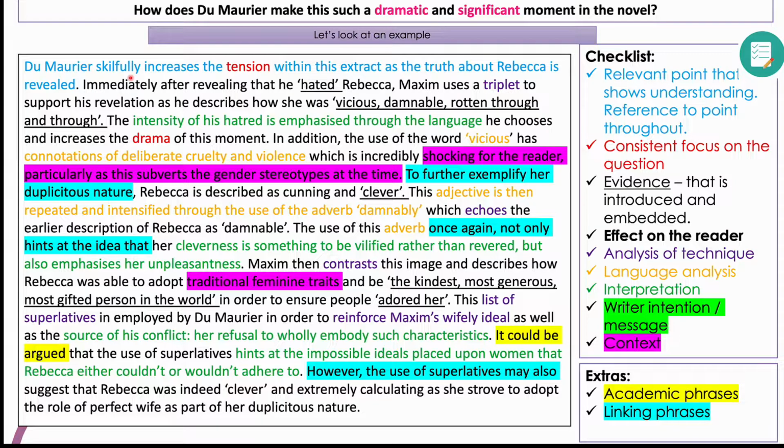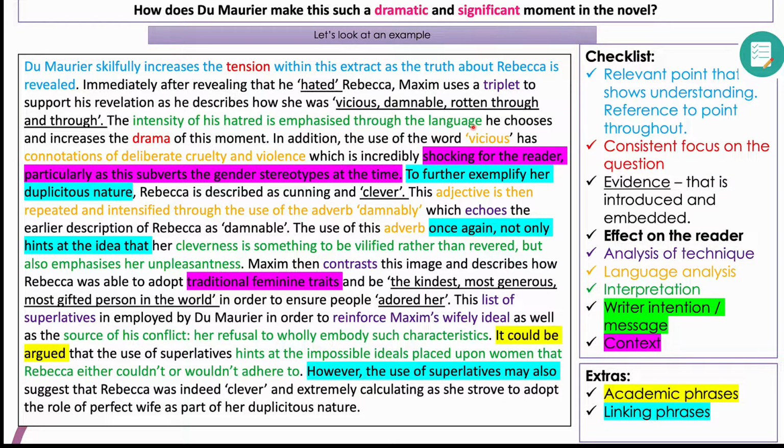Now look at how I've embedded the evidence there. I've got two different parts here. Some of it I will analyse, some of it is just there to push my ideas forward, to push my essay forward, but they're all introduced and embedded. And I've also included, I know it's a triplet, so if I know what it is, I'm going to say it. I want to get marks for showing that I can identify techniques and methods. The intensity of his hatred is emphasised through the language he chooses.